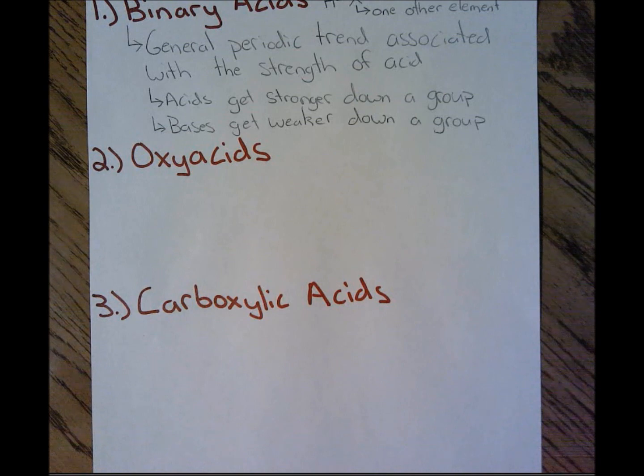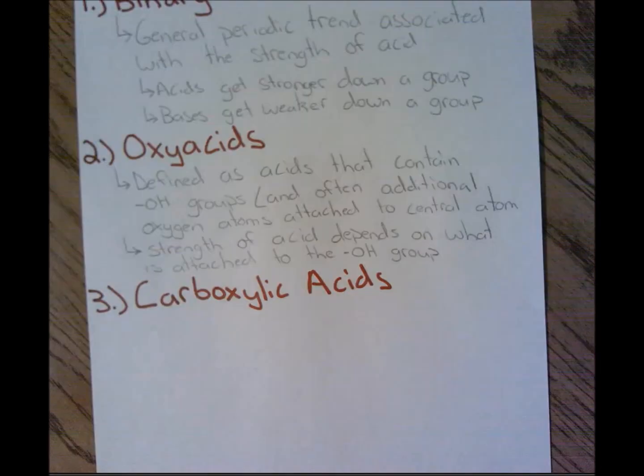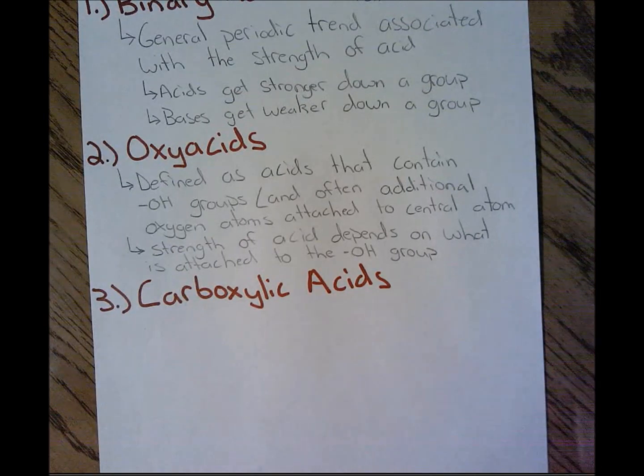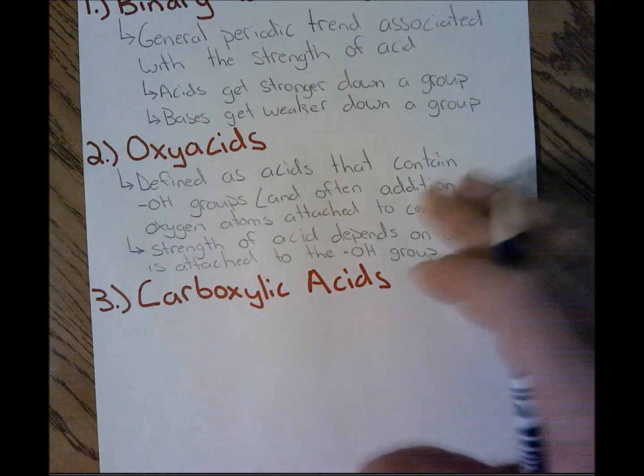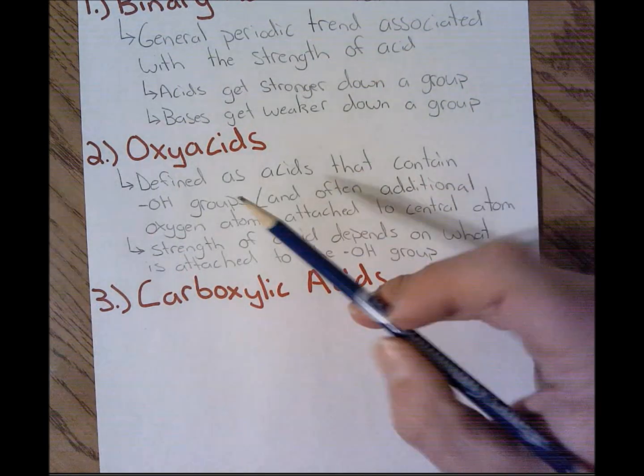And so an oxy acid is just defined as an acid that contains an attached hydroxyl group, a dash OH, and often has additional oxygens bound to its central atom. And so the important thing about this is that the strength of the acid depends on what is attached to the OH or the hydroxyl group. So let me pause and write that down. All right, so there's our definition. I know it's kind of wordy here, but the bottom line up front with oxy acids is they have an attached hydroxyl group.